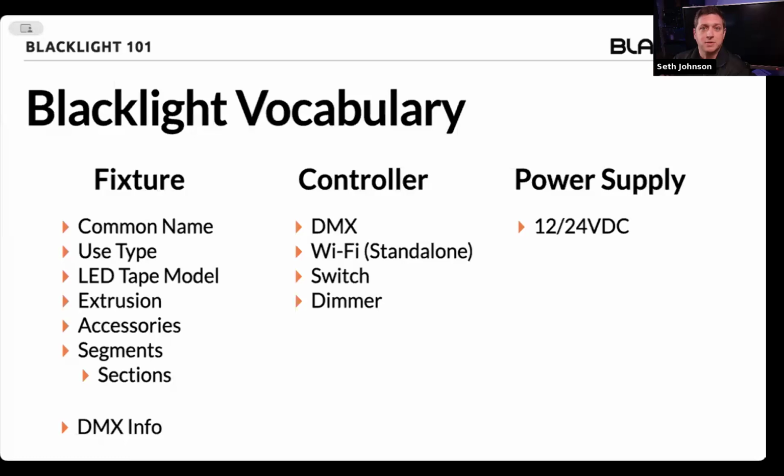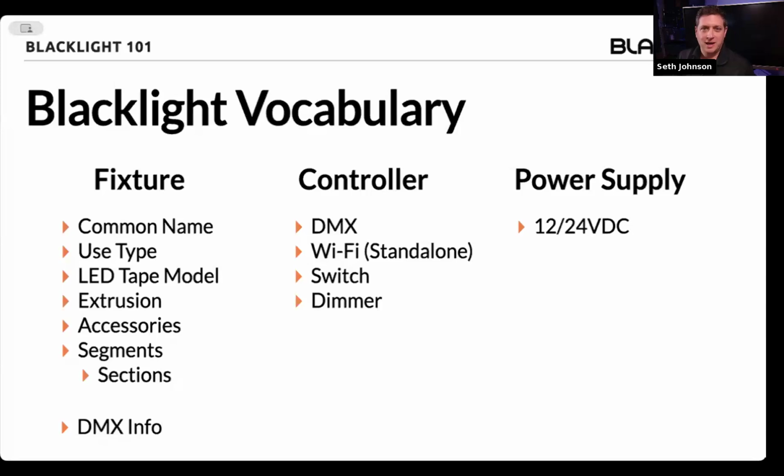It has a use type associated with it. So under counter, toe kick, that kind of thing. We've got a tape model. So a fixture has to be the same tape model and extrusion. The accessories and everything that go along with it are the same, and the segments and their sections are also the same. In addition to that, the DMX information for the fixture is the same for each segment and section. We'll go into these segments and sections. It's a little confusing to say those right after each other, but we'll go into what those mean later. But that's what makes up the fixture.